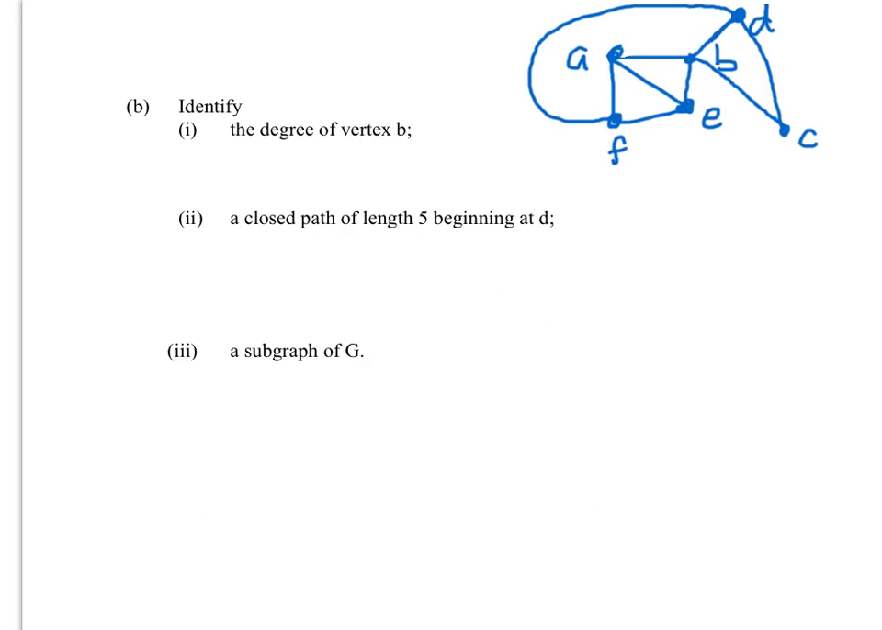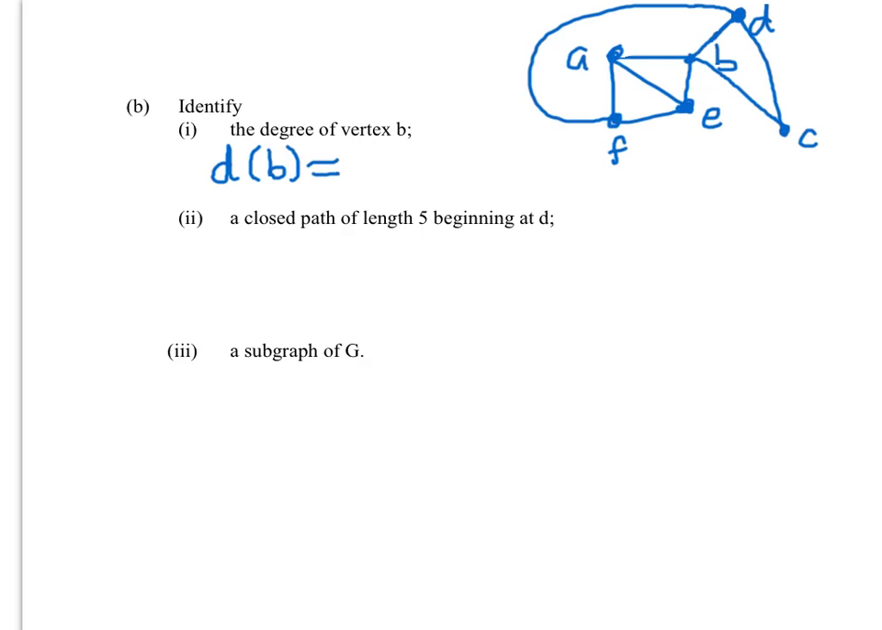Now let's look at part B of the question. It says identify 1, the degree of vertex B. Firstly, how you write that. In graph theory, you write that D for degree, open a bracket and put in B, right? So that's the degree of B, vertex B.